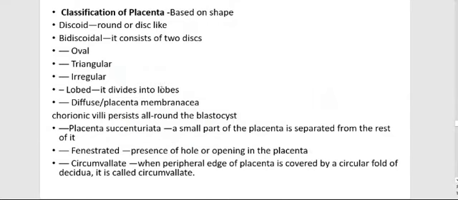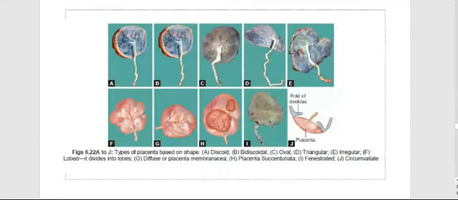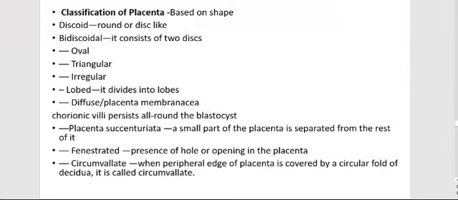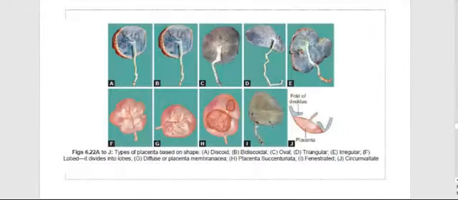Then you can find one which is lobulated. It's got lobes in it. So the lobulated one here has lobes, and this is another lobe. So this is also another abnormal one. And then we have diffuse placenta membranacea. This one looks like this. You can see a lot of chorionic villi all over. So that's what we call it.